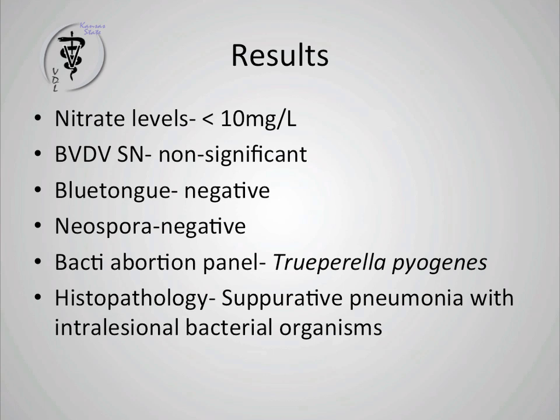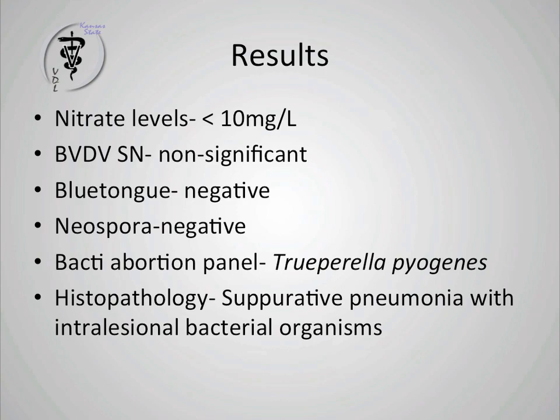Nitrate levels were below 10 milligrams per liter, which is non-toxic or within normal levels. BVD serum neutralization, nothing hit there, negative bluetongue, negative Neospora, but the bacteriology culture hit a pure culture of Trueperella pyogenes, which is formerly Arcanobacterium pyogenes. Whichever name you know it by, it's called Trueperella now. And having fixed tissue, I was able to confirm that that was truly the cause of abortion. We had a suppurative pneumonia with a ton of intralesional bacterial organisms.